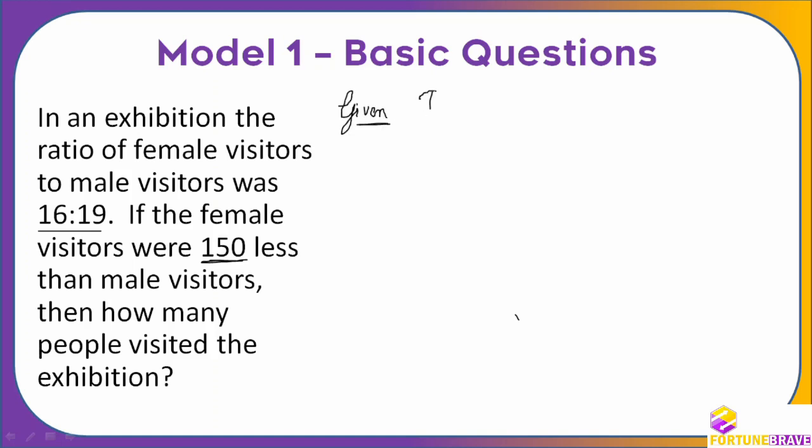So we'll write down like we used to write down in our schools. Given. What is given? The ratio of male and female visitors is given. So how much is that? It is 16 is to 19. Now what else is given? This is one thing. Second, actual value is given. Actual value of what is given? Now less or more means what? Less or more means it is the difference.